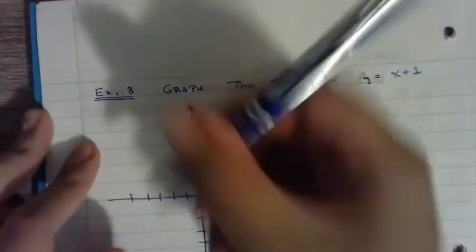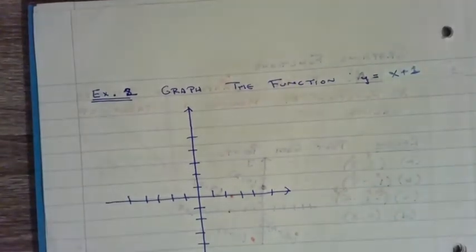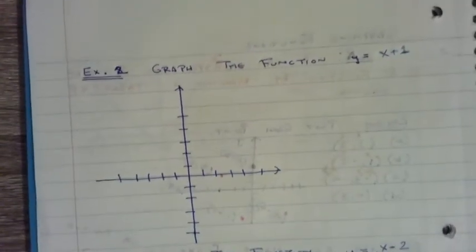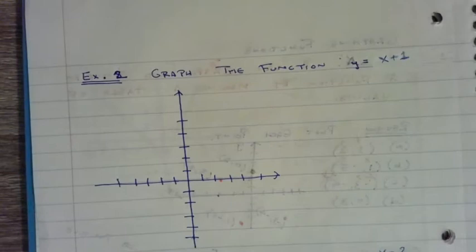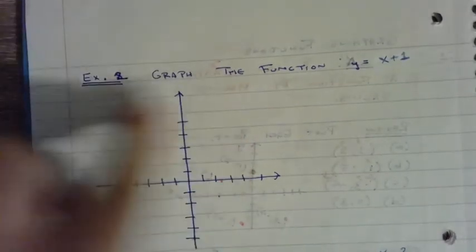Okay, next problem. So flip the page and write down example number 2. Write down example number 2. So graph the function y equals 2x plus 1. Remember, graph your little graph right there, and then we'll continue.